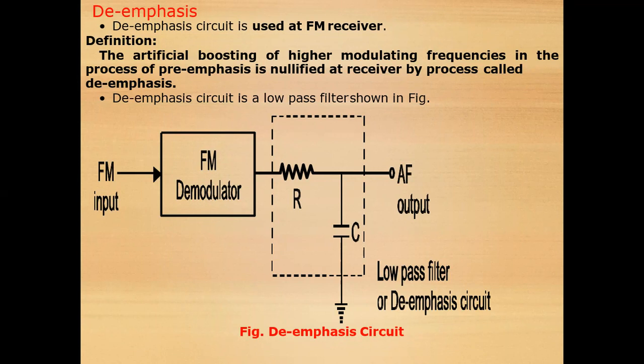We use it after the demodulation process, that is, after the FM demodulator. This is our de-emphasis circuit, which is a combination of a resistor as well as a capacitor. The output is taken across the capacitor. By this we can observe that it is also known as a low pass filter, which consists of two components, resistor and capacitor, where the output is taken across the capacitor. So this is the de-emphasis circuit.